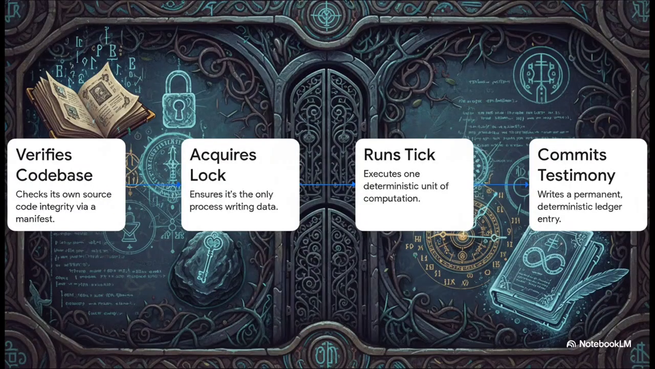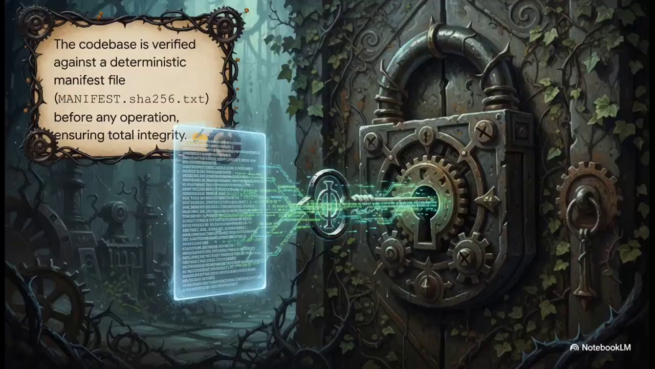And get this. Look at what happens when you knock on that front door. Before it even thinks about running, the system checks its own source code. It literally verifies itself to make sure nobody's messed with it. Then it locks everything down so nothing else can interfere. And only then does it do its job and write down a permanent record, a testimony of exactly what it did. We're talking total end-to-end integrity. This whole self-checkout process has a name, of course, the locksmith's signature. It all relies on this special manifest file that acts like a blueprint, making sure every single character in the code is exactly where it's supposed to be before the engine is even allowed to start.